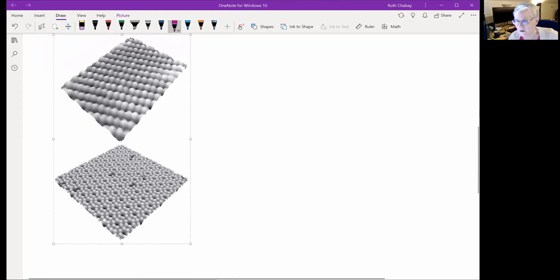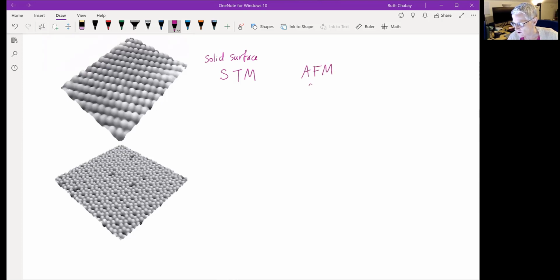There are two kinds of microscopes now that allow us to image solid matter at the atomic level. So this is a solid surface. It's an image from a scanning tunneling microscope. You get the same kind of images from things called AFMs, which is an atomic force microscope.